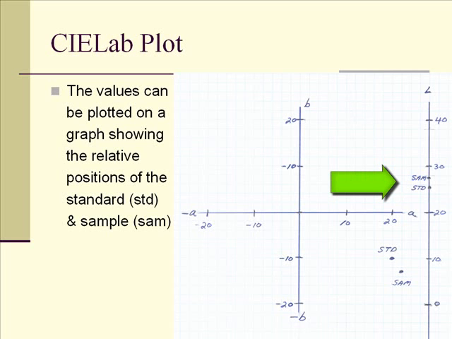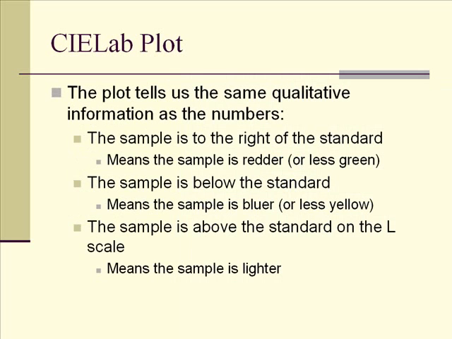So those same conclusions come from either the numbers that we calculated or from the plot. Either one gives us the same information. It's just presented differently. The plot tells us the same qualitative information as the numbers. Like I just said, the sample is to the right of the standard, means the sample is redder or less green. The sample is below the standard, means the sample is bluer or less yellow. The sample is above the standard on the L scale, means it's lighter.